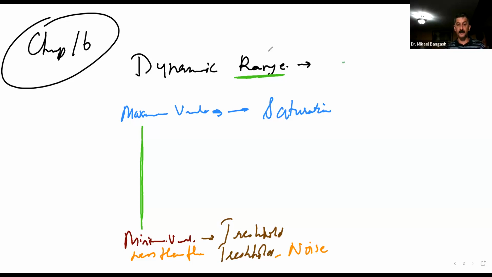But practically, on our scale, what did we have? We had two values: a maximum value and a minimum value. And anything that was going to be less than the minimum is going to be noise.